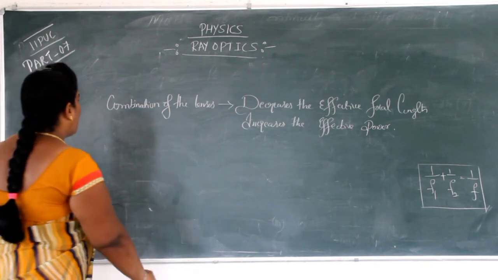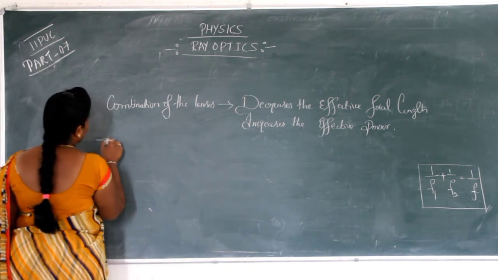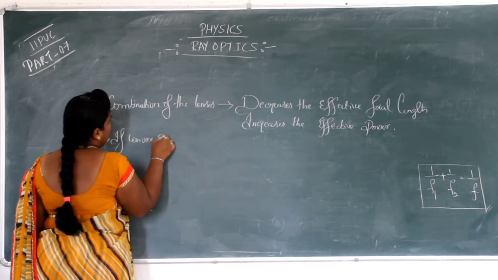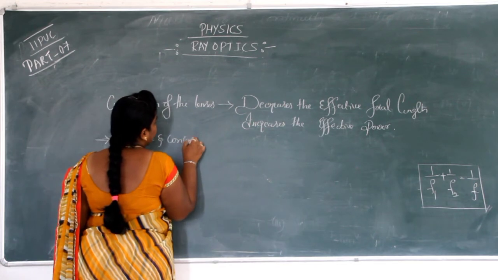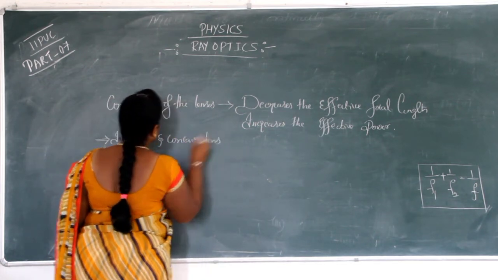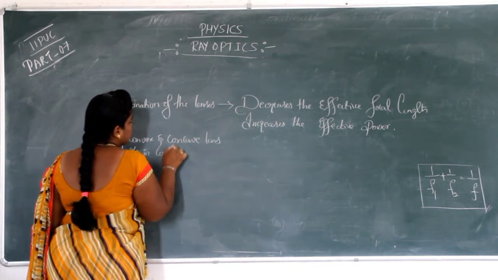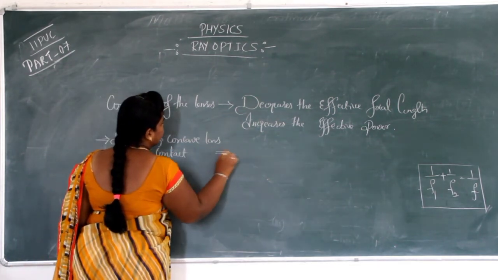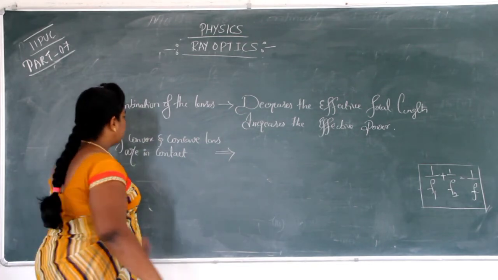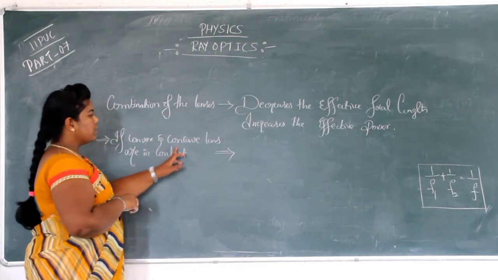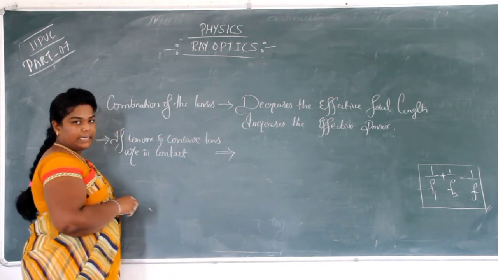Suppose I use one convex lens and one concave lens in contact. A convex lens has a positive focal length, and a concave lens has a negative focal length.